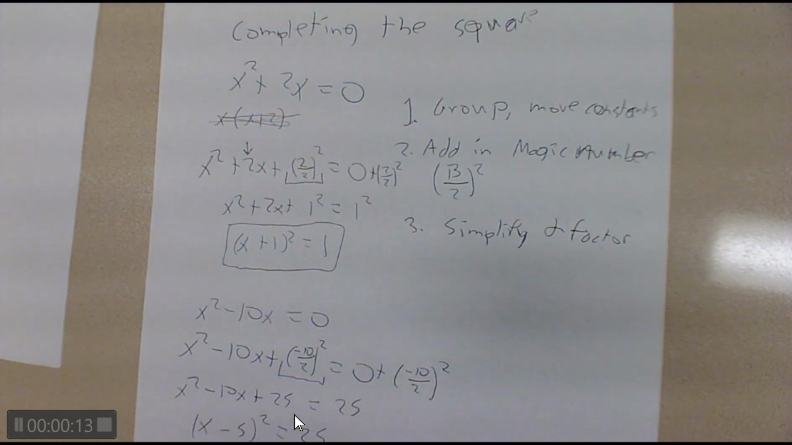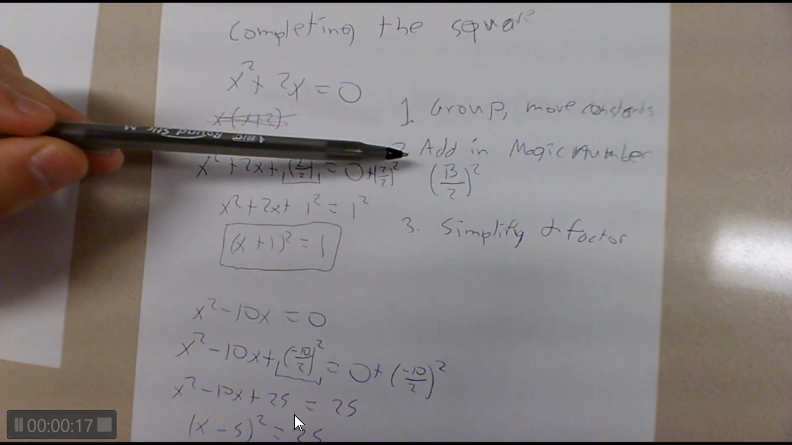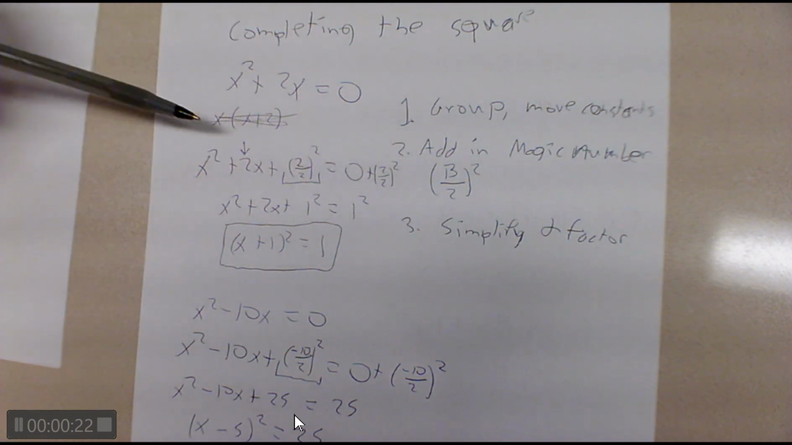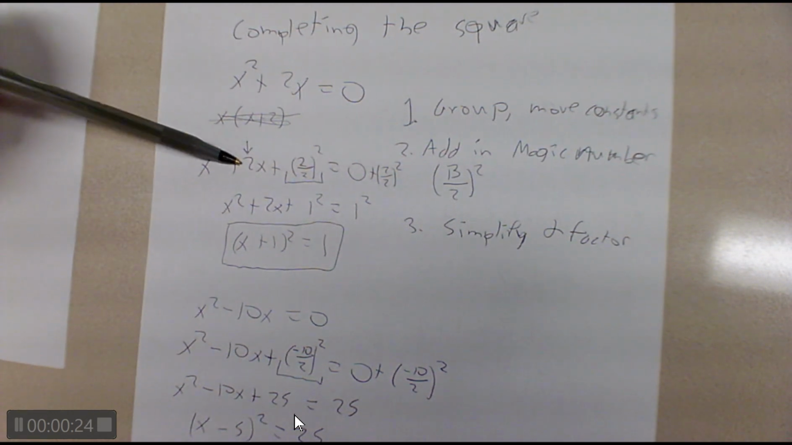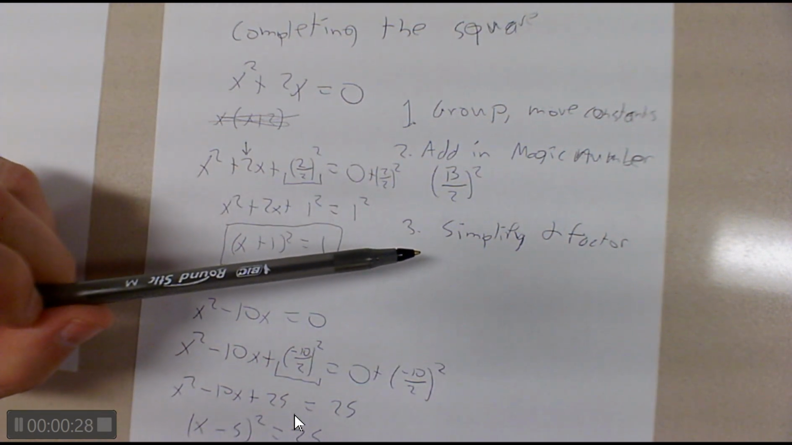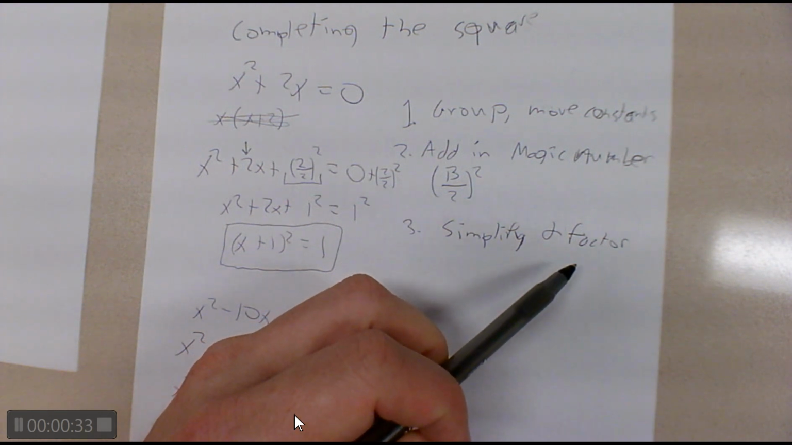So, when we're completing the square, okay, once again, we group and add constants, okay? Then we add in the magic number. Alright, that's our second step. And the magic number is just this 2 right here, over 2 squared, okay? And we simplify and factor, okay? The factoring part is something that's been confusing. It's something that's been difficult.